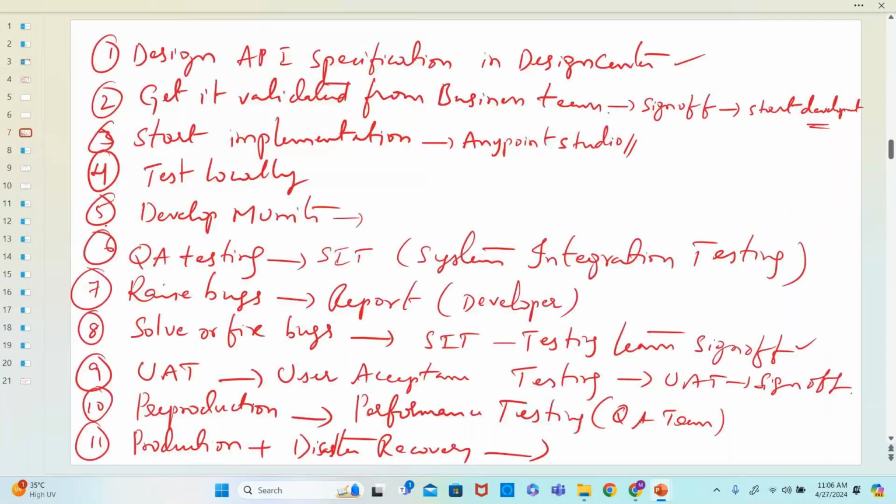Now the business team of ours and the business team of ICICI will test our application in the UAT environment. They will see: this is the input, and this is the expected output and expected responses. They will check all the scenarios, and then they will give the sign off. If there are any bugs raised at this point, mostly it will be very, very few.